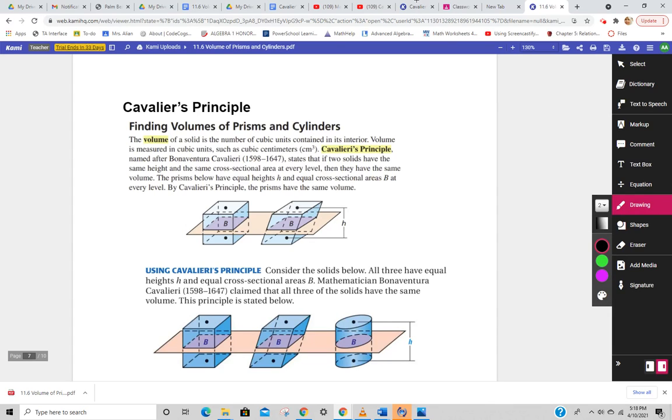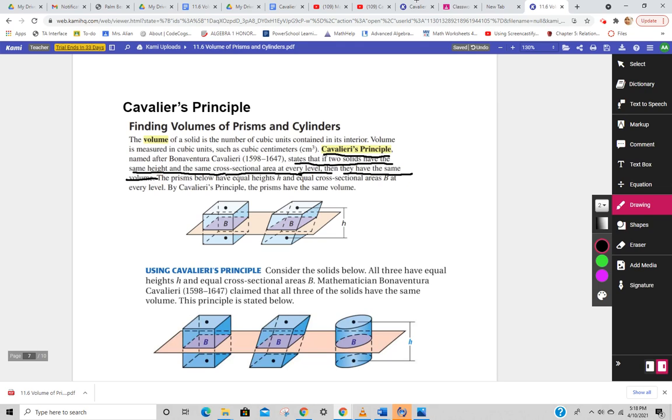All right, so this brings us to Cavalieri's principle, which I do cover in another video in part 2, but I'll go over it quickly. Here's what the principle says. Cavalieri's principle states that if 2 or more solids have the same height and the same cross-sectional area at every level, then they have the same volume.